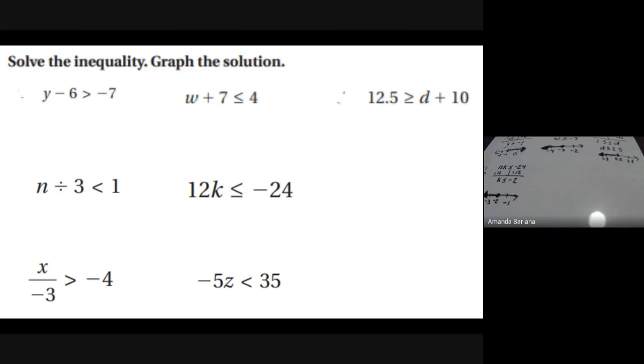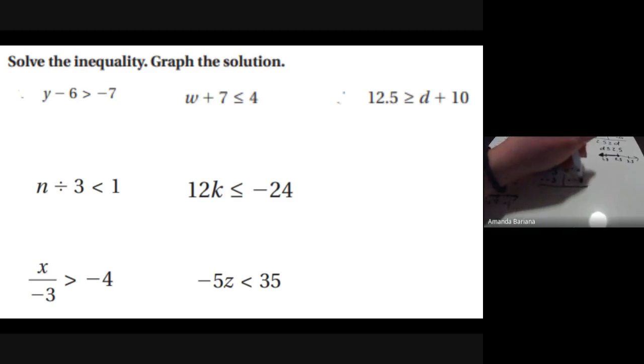So when you look at your notes, you'll see that there's 2 cases. Case 1 is when I multiply or divide by a positive number. Then case 2 is when I multiply or divide by a negative number. So here I have x divided by negative 3 is greater than negative 4. So I'm still going to start with my t-chart. I'm still going to think about the opposite of dividing by negative 3, which would be multiplying by negative 3.